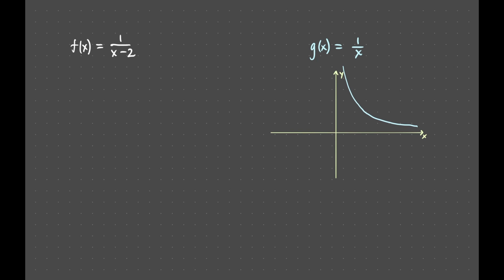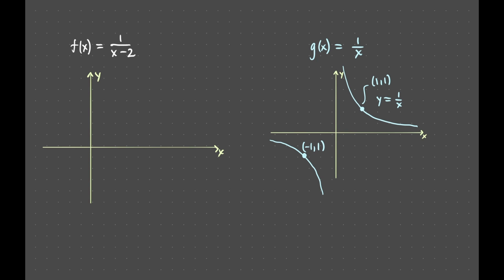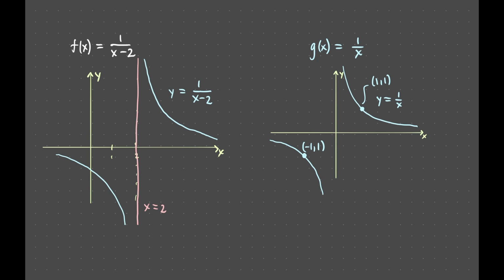Consider the graph of f of x equals 1 over x minus 2. This function is obtained from the function g of x equals 1 over x by a shift on the input variable. Accordingly, the graph of f is obtained from the graph of g, which is a hyperbola, by a shift to the right of 2 units. The vertical line at x equals 2 is called a vertical asymptote of f.